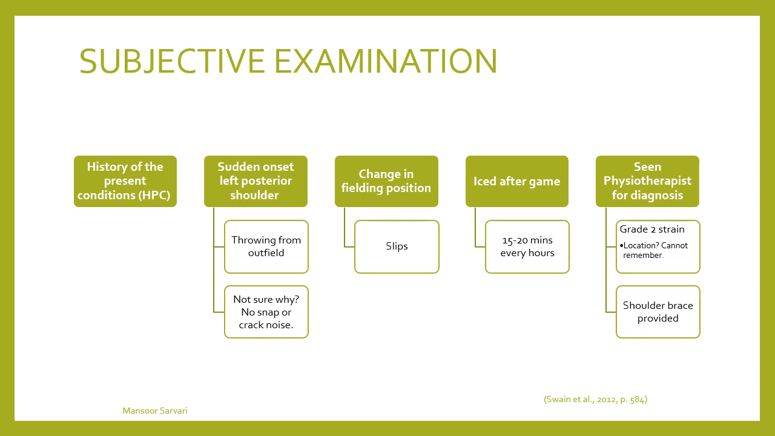Mr. B said he was throwing a ball from the outfield when he had a sudden pain in his back left shoulder, and he did not hear any snap or cracking noise. He then changed field positions into the infield. Once the game had finished, he applied ice to his shoulder for 15 to 20 minutes every hour. After the game, he still had pain and made the decision to go to the physio for a diagnosis. His physio said he had a grade 2 strain but he forgot the location of the strain. The physio issued him with a shoulder brace for immobilization.